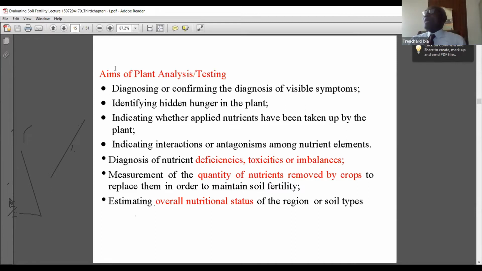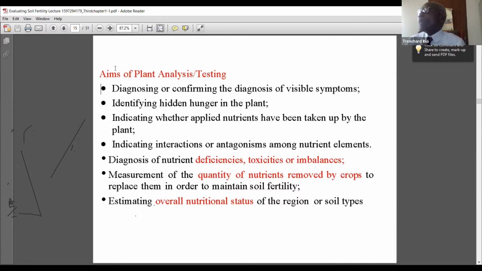So the aims of plant analysis testing include diagnosing or confirming the diagnosis of visible symptoms. Some symptoms are caused by nutrient problems. Some symptoms are caused by biological factors that are not necessarily nutrients. So plant analysis can enable us to diagnose this.